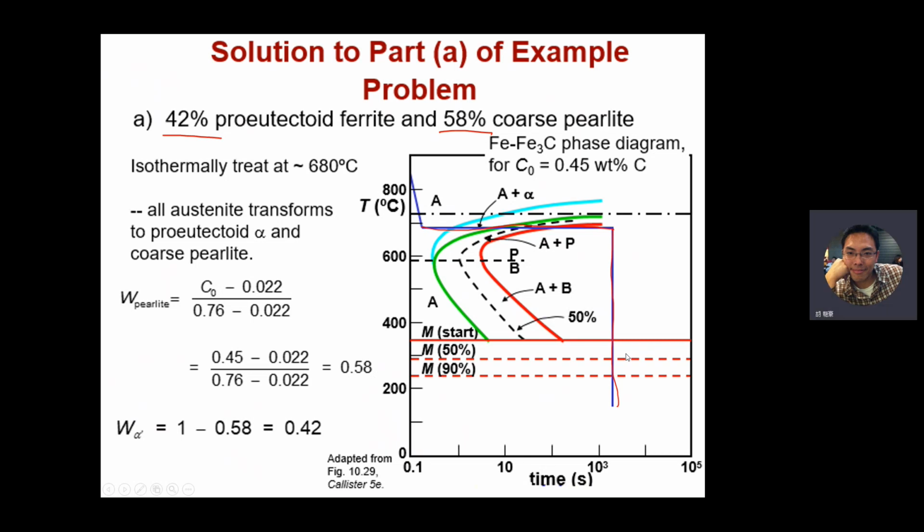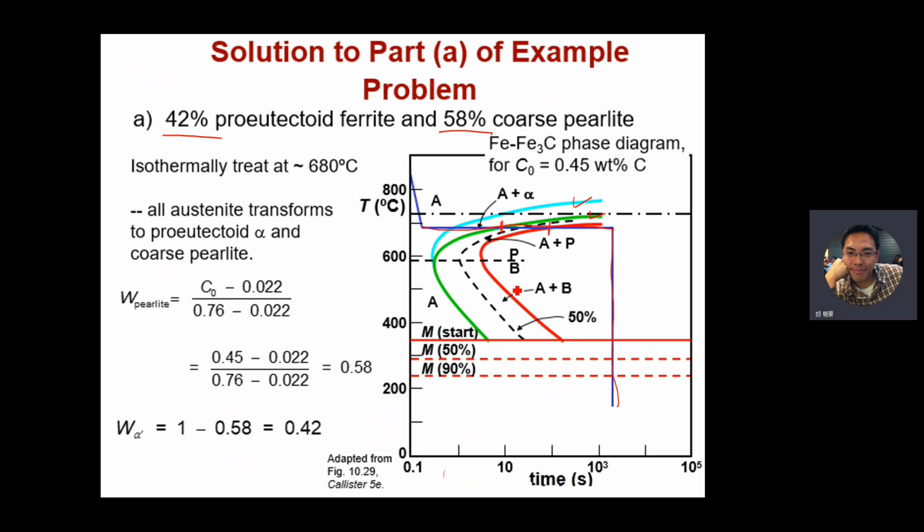What's the starting point and the finish point for this isothermal treatment? Can you point out from this TTT diagram? So the starting point is right here, and the finish point is right here. And what's the difference between this blue curve and this green curve?